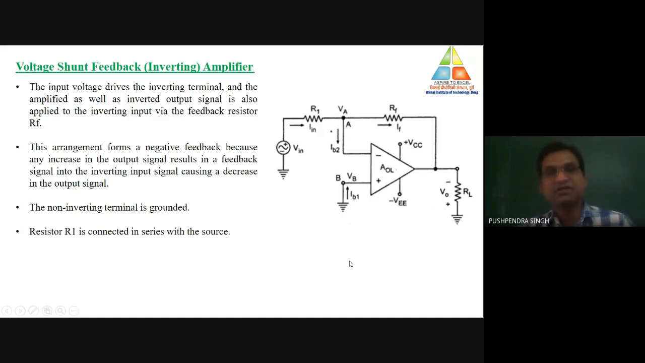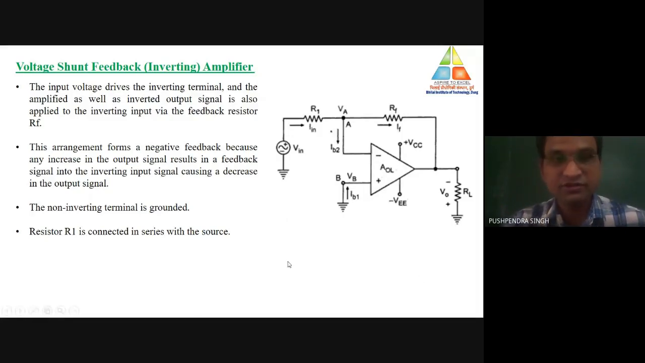So in case of voltage shunt feedback, now we are going to analyze the circuit. Analyze means we need to determine the values of some parameters. First is voltage gain. Why? Because why are we using negative feedback here? Why are we going to the voltage shunt feedback? Because we need to reduce the value of gain. Then after connecting the circuit in closed loop configuration, what is the change in the value of gain? That's why we are going to calculate the value of gain.